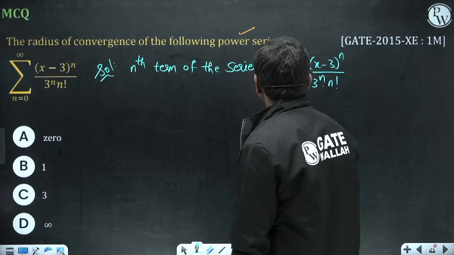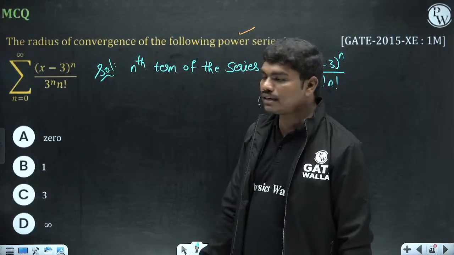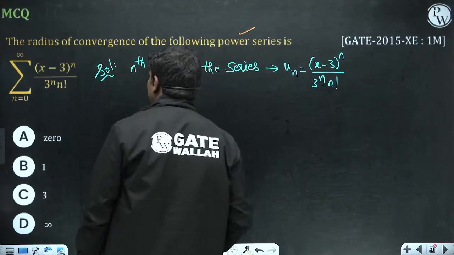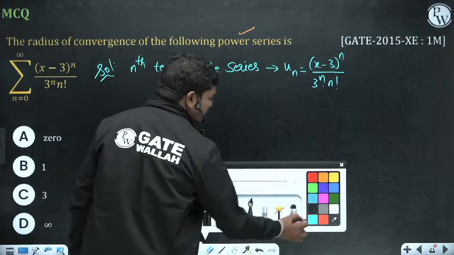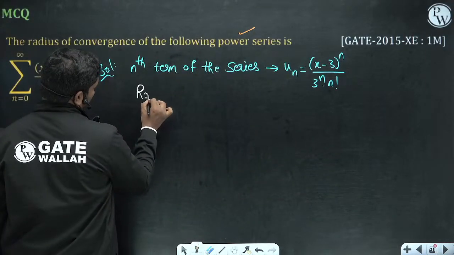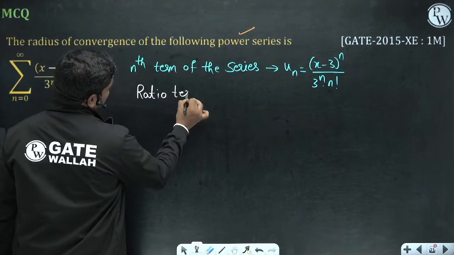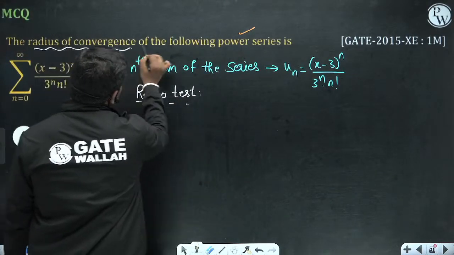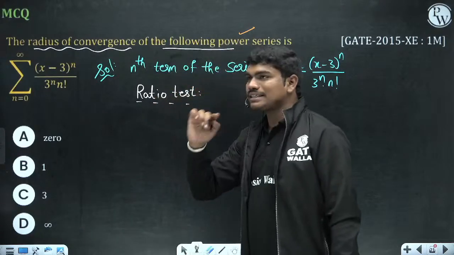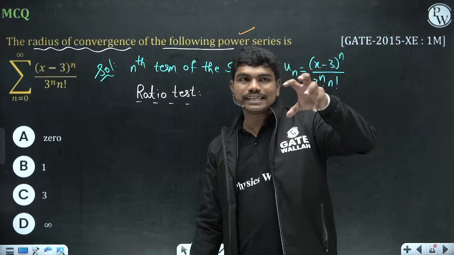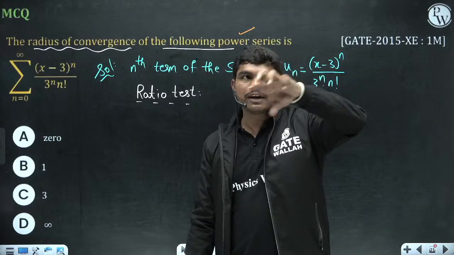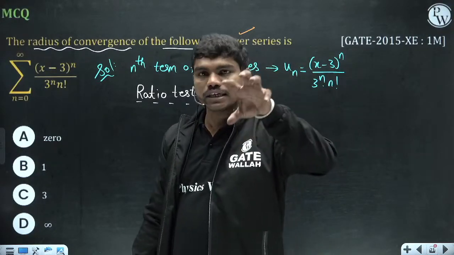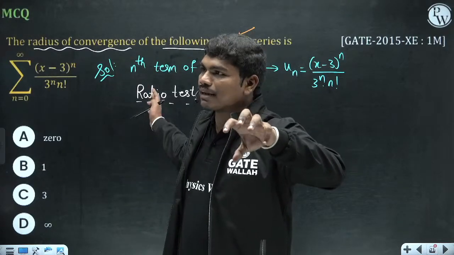So let us see here. The nth term of the series, un, is equal to (x minus 3) whole power n by 3 power n into n factorial. Normally these are called power series, and in case of power series we have the ratio test. They are asking you the radius of convergence of the following power series. Basically, x can take some finite values such that all these values can be fitted in a circle, so that within those points this series is a convergent series.